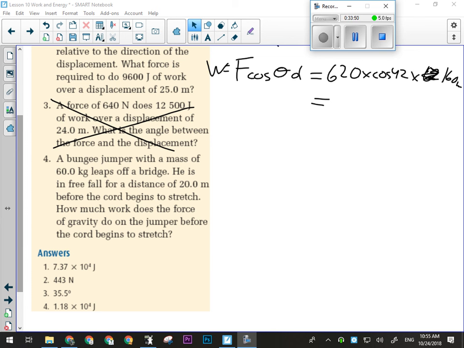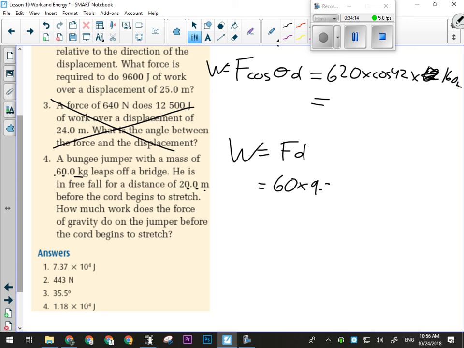All right. Most of us, because we're doing this F cos theta times d thing, are probably saying, all right, well, I can calculate the force of gravity because that's what they tell me to do. How much work does the force of gravity do? The force of gravity would act over 20 meters, right? So people are saying, all right, work is force times distance. I'm not going to have any angle because it's straight down. So I'm just going to say 60 times 9.81 times 20 meters. That gives me the force of gravity times distance.